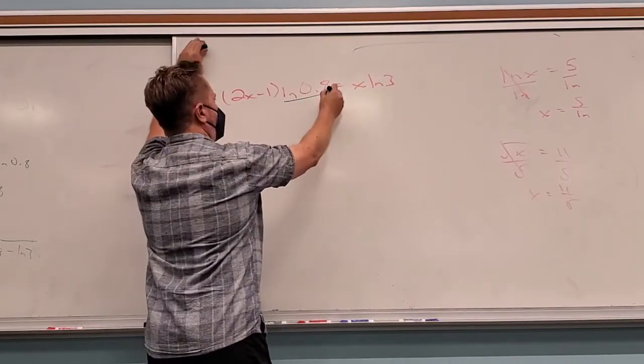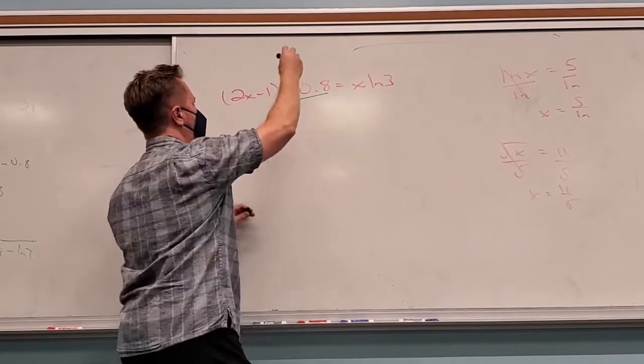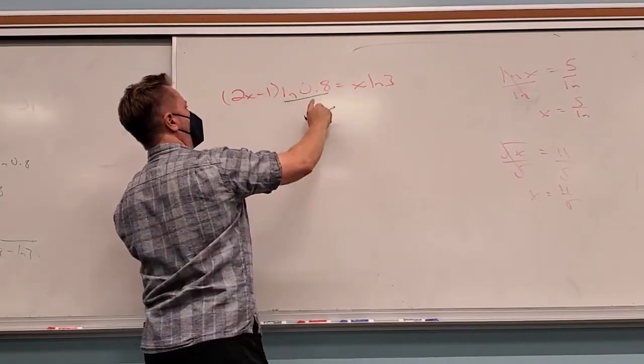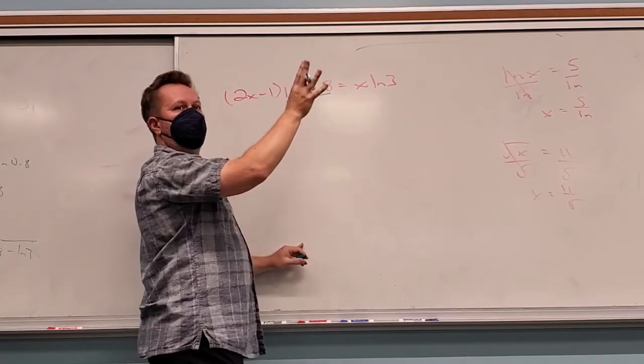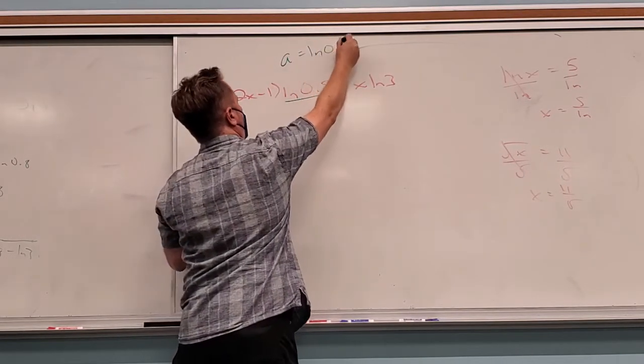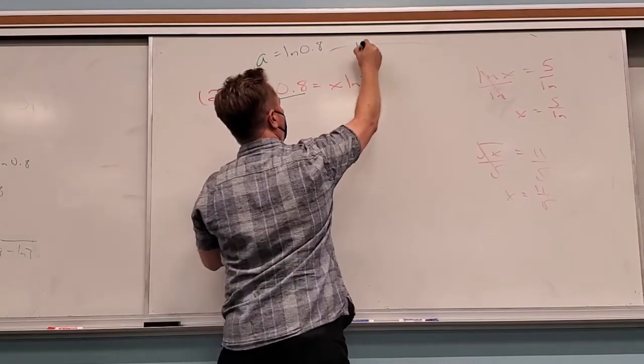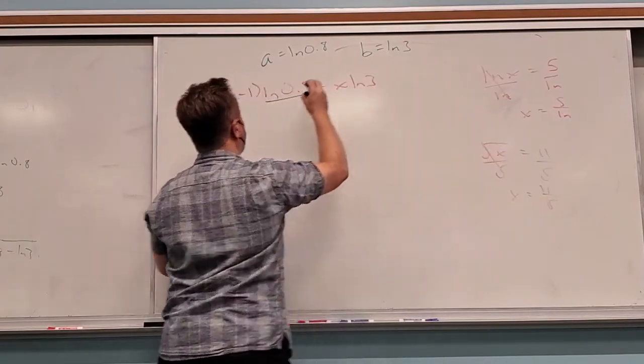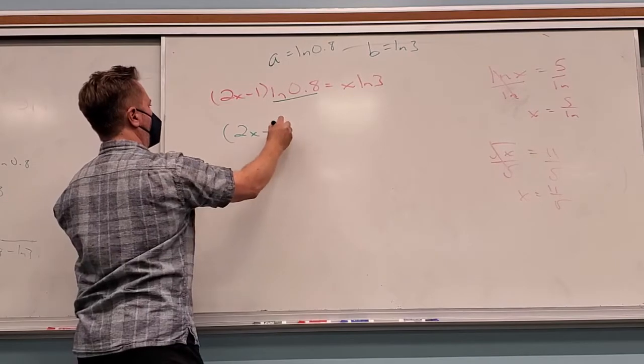What is the natural log of 0.8? Oh, hello. Okay, sorry. What is the natural log of 0.8? I don't know. So I'm going to call it A. What's the natural log of 3? I don't know. So I'm going to call it B. Now look at what my equation looks like.